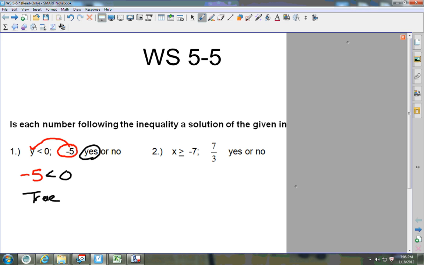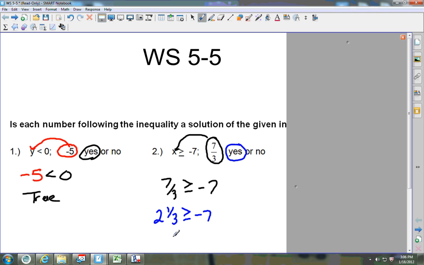Looking at the next one, we have x is greater than or equal to negative 7. When I take this 7/3 and put it in for x, does it make it true? 7/3 greater than or equal to negative 7. You should see that this is positive. Any positive number is going to be greater than a negative number, so it is going to be yes. But to help you, if you took 7 divided by 3, you would get 2 1/3. Is that greater than or equal to negative 7? It is greater than that. So yes, it makes it true.